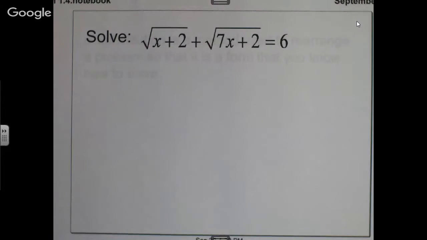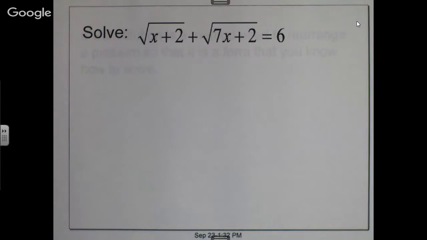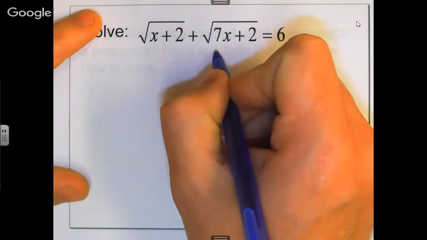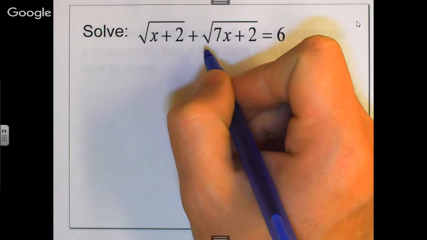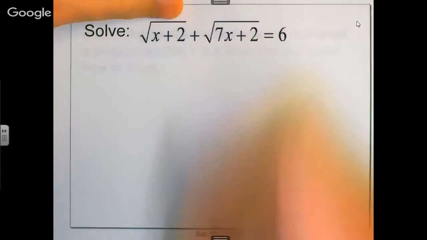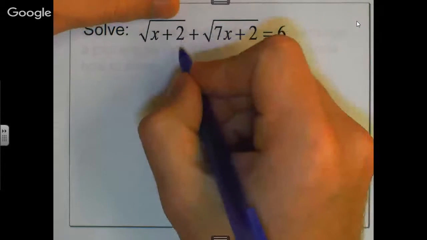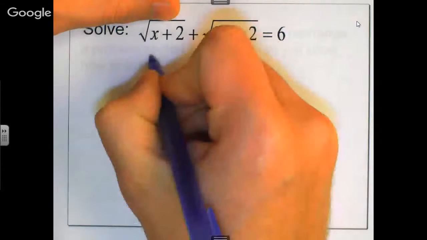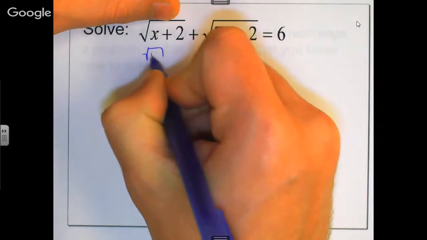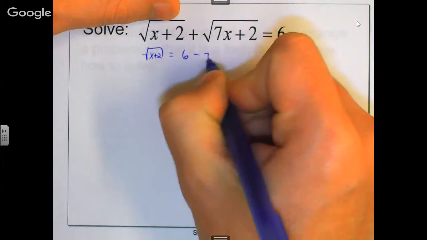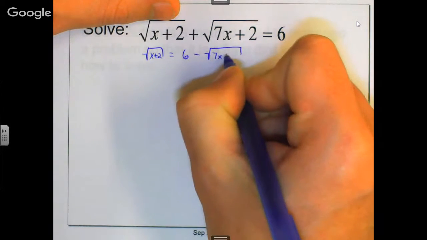Okay, with this one we have two radicals. So we're basically going to do the same thing, except we're going to do it twice. Okay? So the first thing, we need to isolate one of these. It doesn't matter which one. Okay? So we're going to say that square root x plus 2 equals 6 minus square root 7x plus 2.